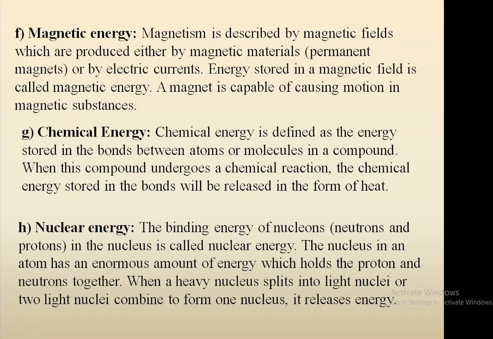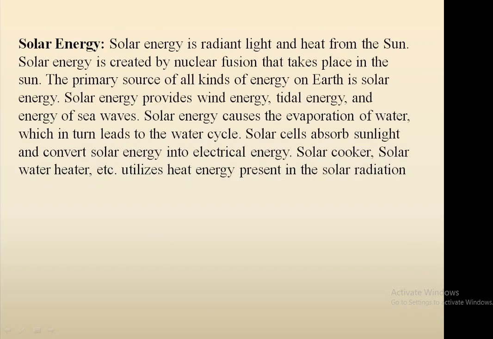Then another form of energy is the solar energy. Solar energy is the radiant light and heat from the sun. How is the solar energy created? It is created by the nuclear fusion that takes place in the sun. So it is the primary source of all kinds of energy on the earth. Animals, plants, everything on the earth receives energy from the sun. Sun is the prime source of energy.